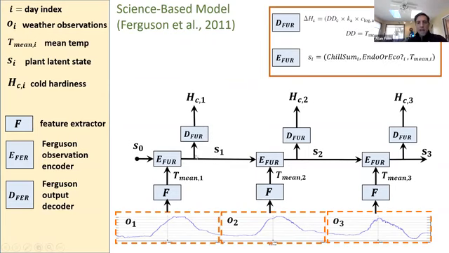And then from that state, they can then turn that into a prediction of the cold hardiness. And again, I'm not going to go through the details of that, but this is how the scientific model was formed. They think of it in terms of, okay, we need to maintain the state of the plant over time and then make predictions from that state.